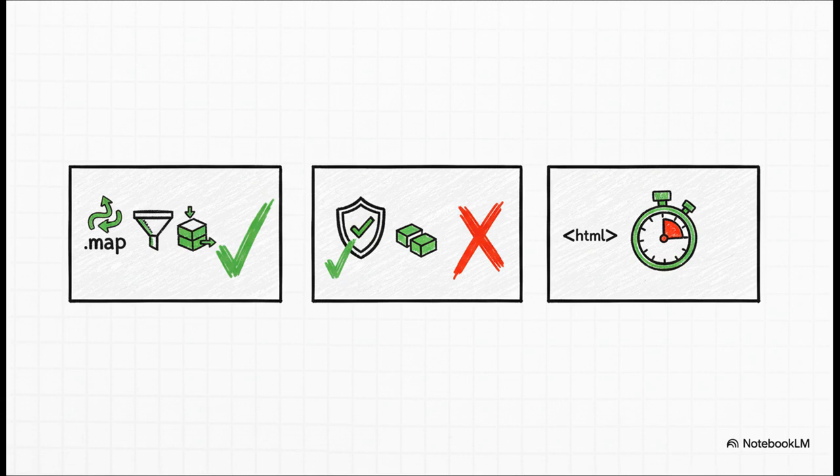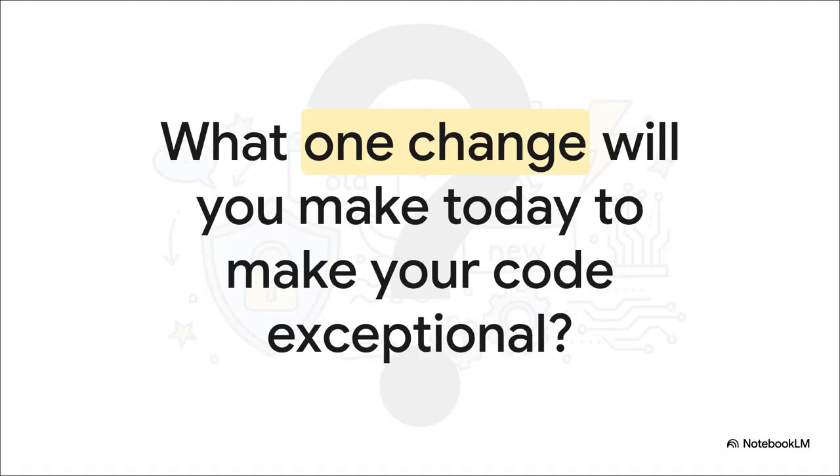A 100-millisecond delay might seem like nothing to you, but it could be everything to your user. So I want to leave you with this one question. You know your own code. You know where the tricky parts are. Based on everything we've talked about, what's one small change you can make today? Are you going to refactor an old loop to use map? Swap out a dangerous innerHTML? That one change, that's your first step on the path from functional to exceptional.